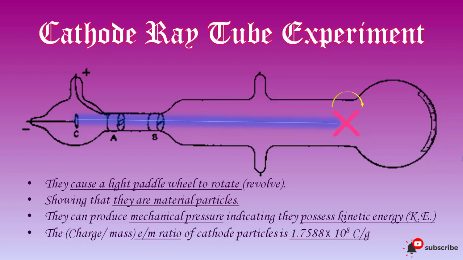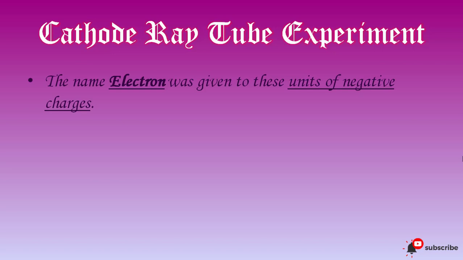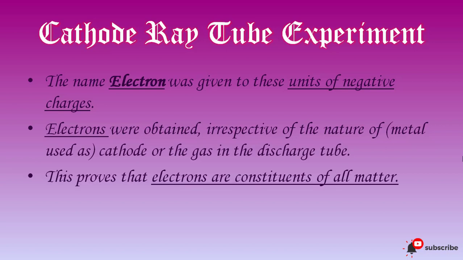The charge to mass, that is e/m ratio of cathode particles, is 1.7588 × 10^8 coulombs per gram. After the experiment was concluded, he named these negatively charged units as electrons. The electrons were obtained irrespective of the nature of the metal used as cathode or the gas in the discharge tube. This means that all of the elements contain electrons in their atoms, irrespective of the nature of those gases or those metals used as cathode. This proves that the electrons are constituents of all matter.